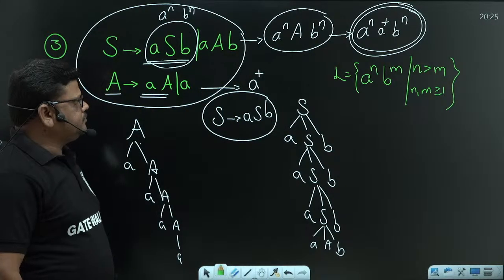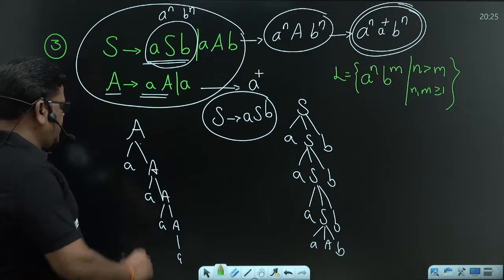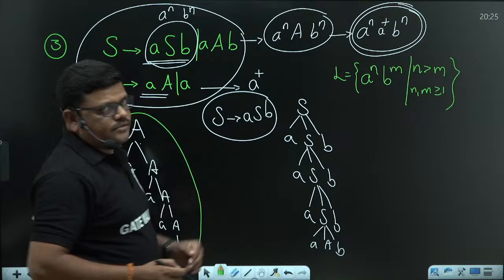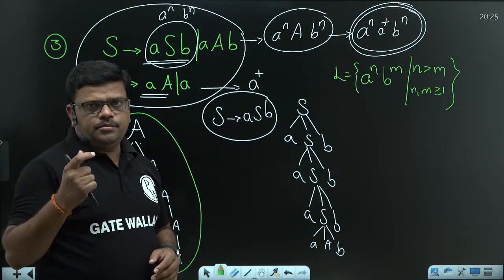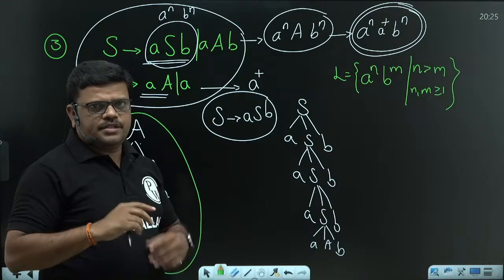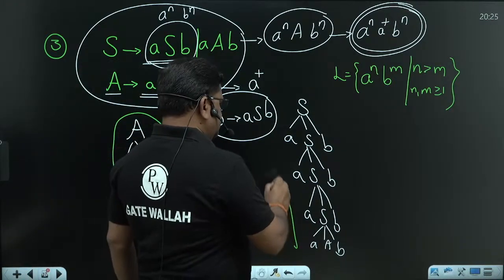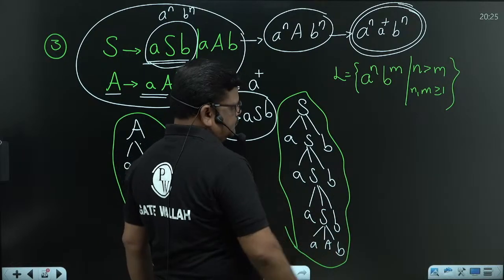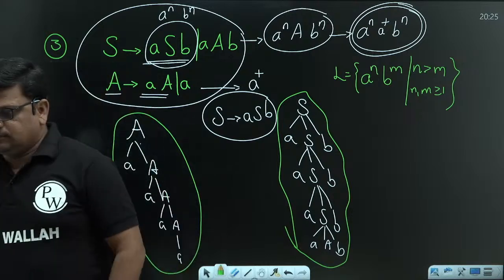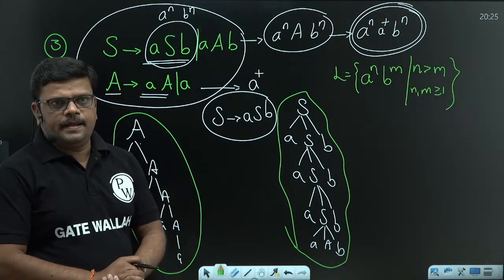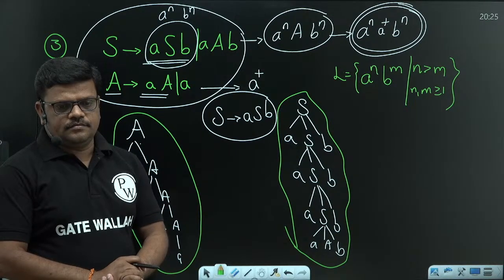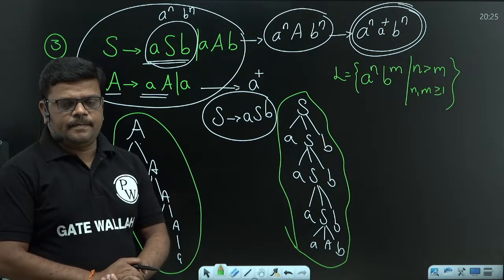Is it clear? So like this, if we construct derivation trees, we can generalize what kind of strings each variable is producing. If you generalize this, then it is easy for us. Is it clear?